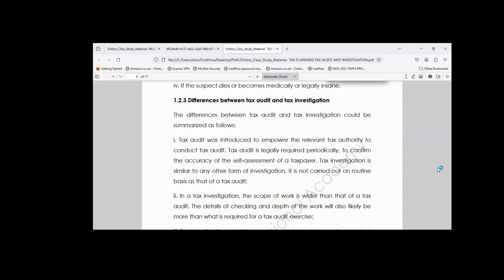The scope of tax investigation work is wider than that of tax audit. It's another difference. Tax investigation is wider than tax audit.